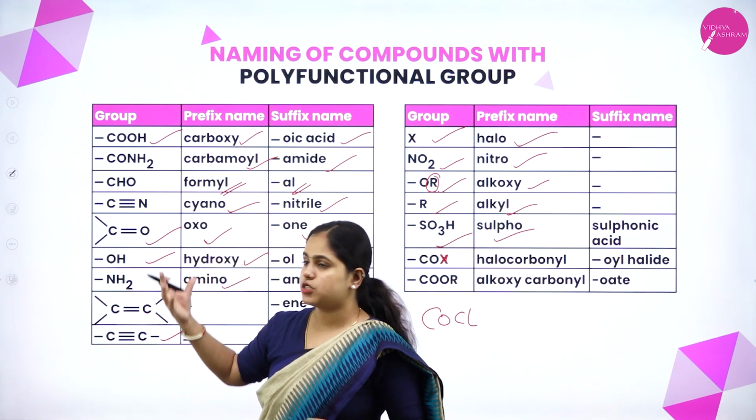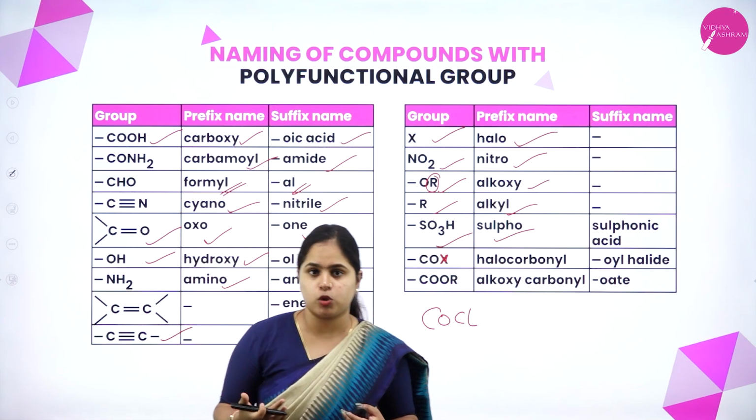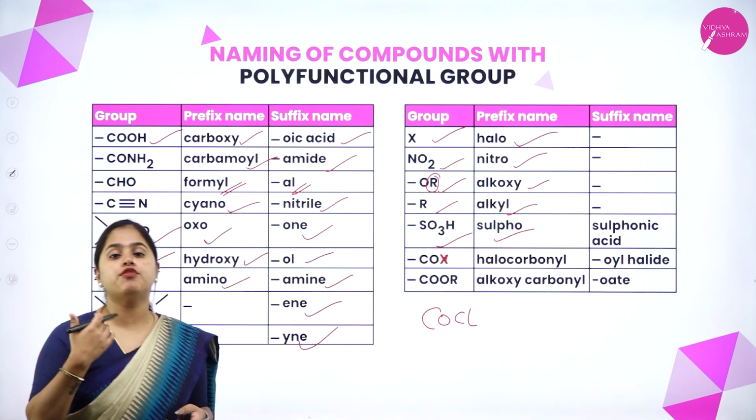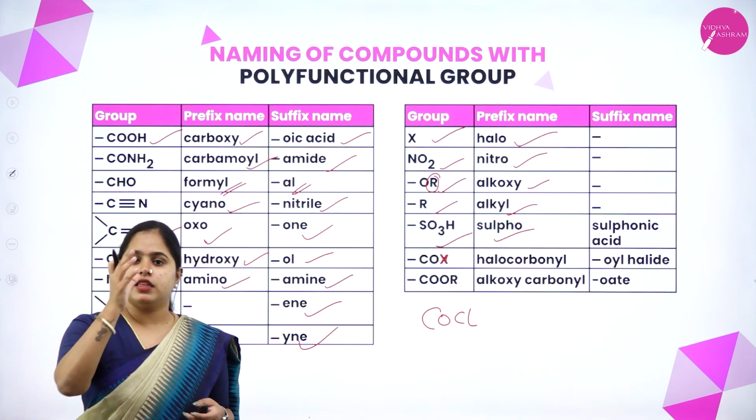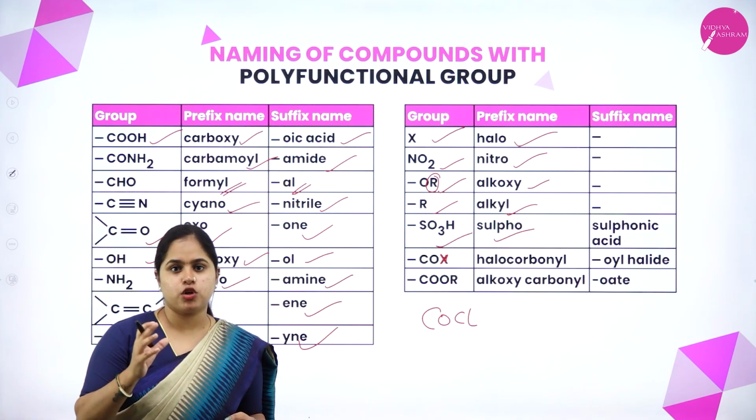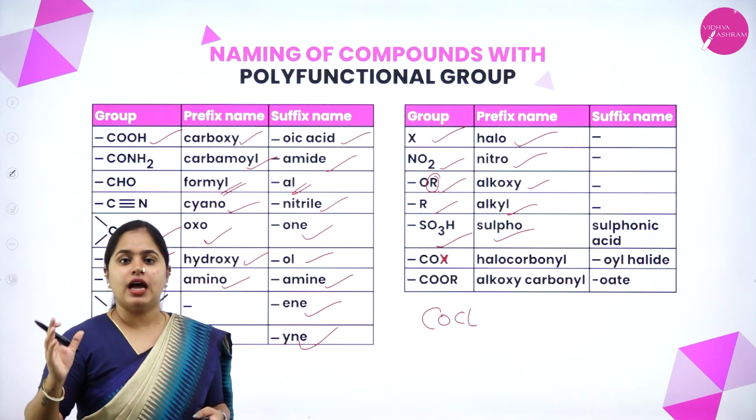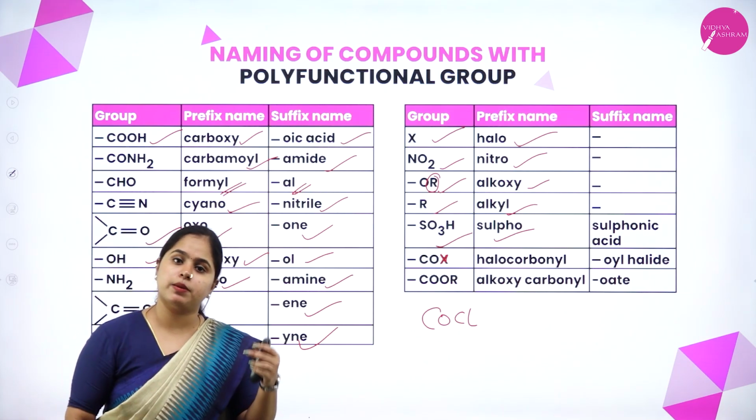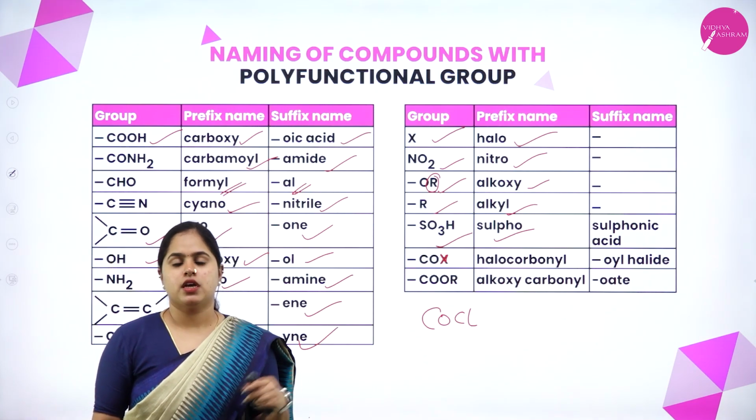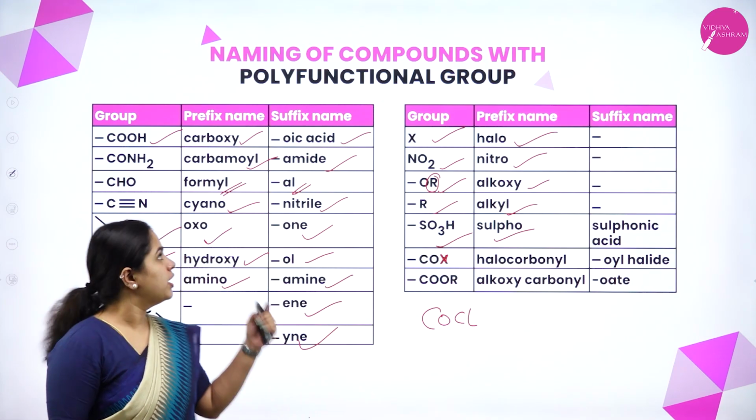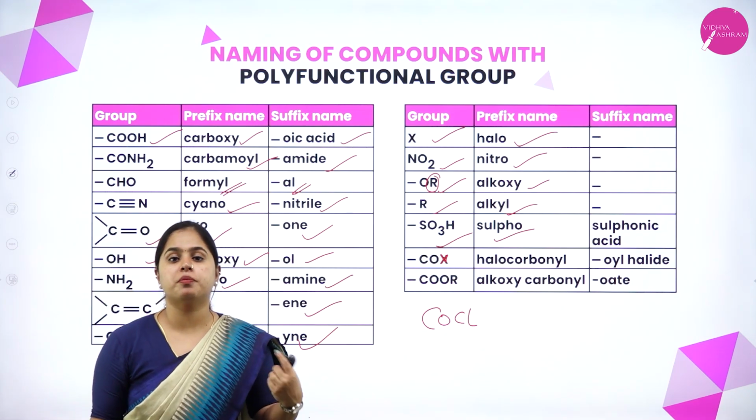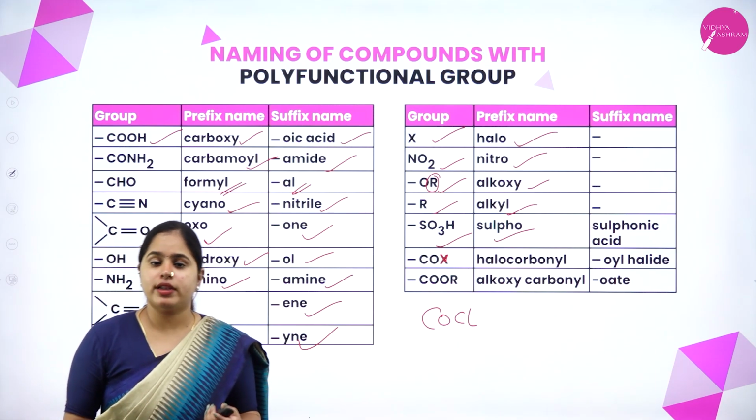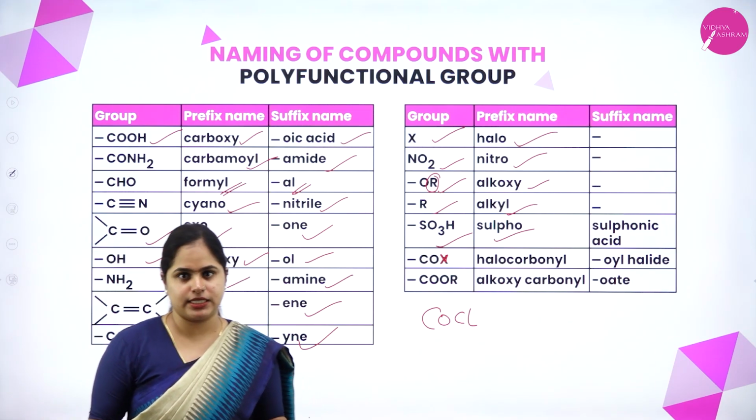So in various situations, that is if polyfunctional groups are present, that means more than one functional group is present, the principal functional group will be present as the suffix and the other substituents will be present as the prefix. So based on their priority, the prefix and suffix name should be added to the root word. So let's do a few examples and get it cleared, right?